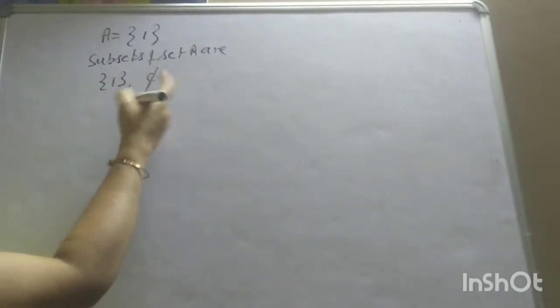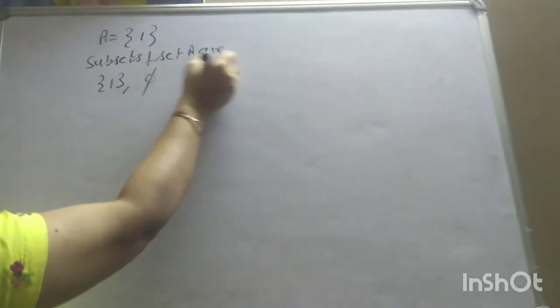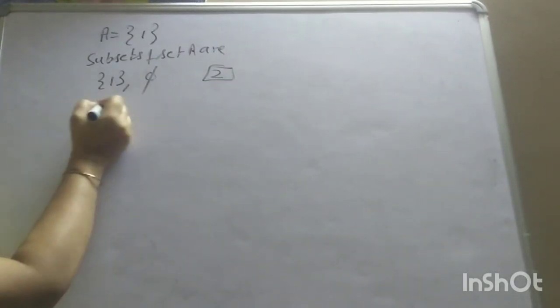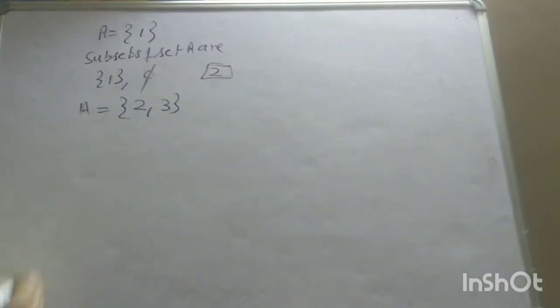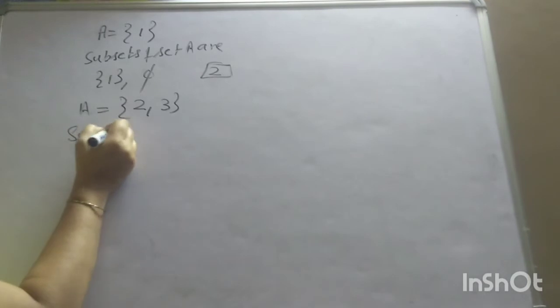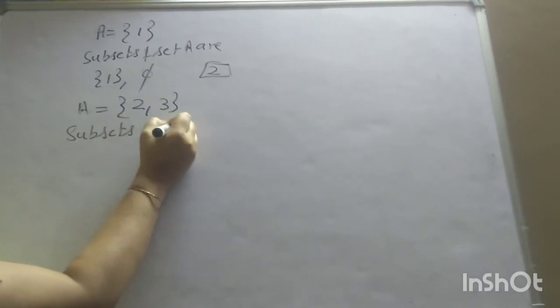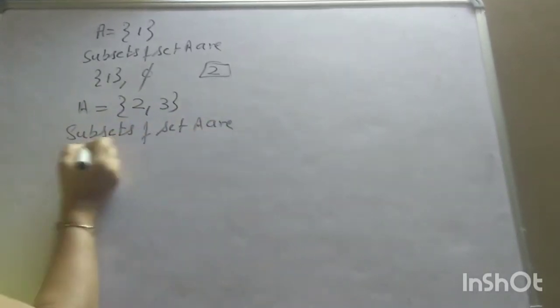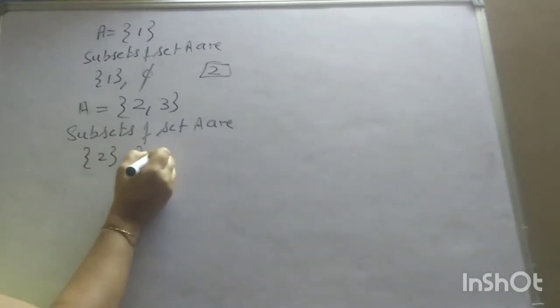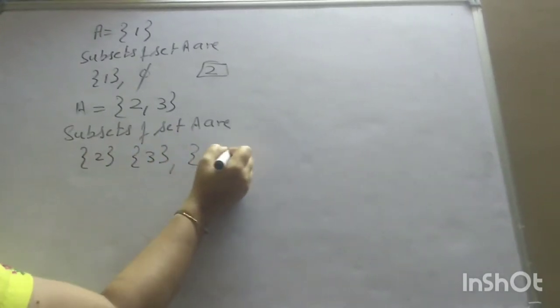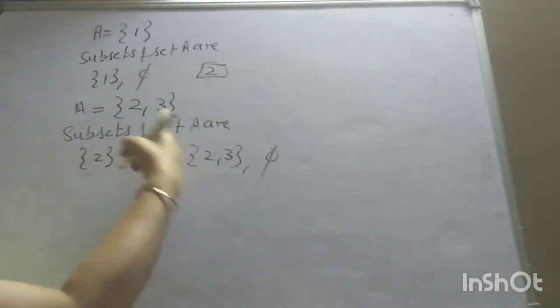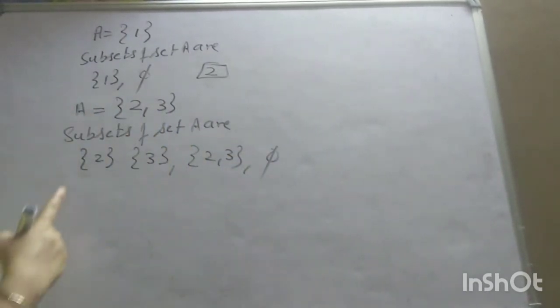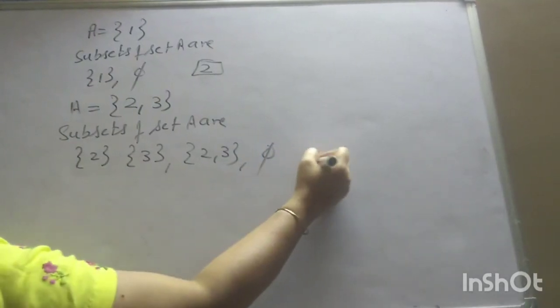set {1} and ∅ (the empty set). It means number of subsets are 2. If set A is {2, 3}, then subsets of set A are {2}, {3}, {2, 3}, and ∅, because the empty set is a subset of every set. It means number of subsets are 4.